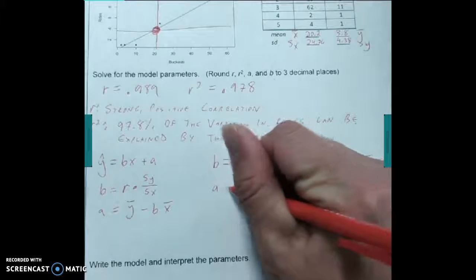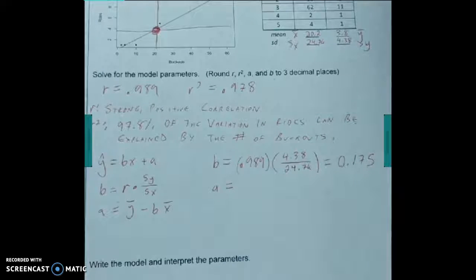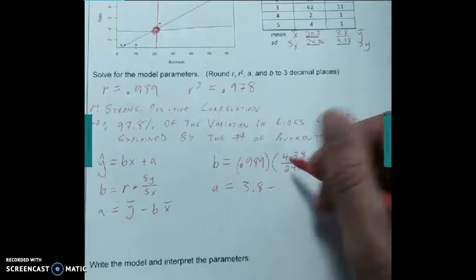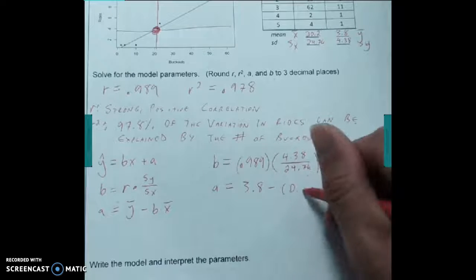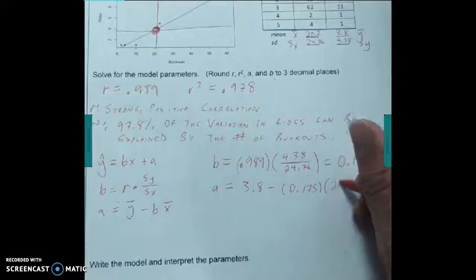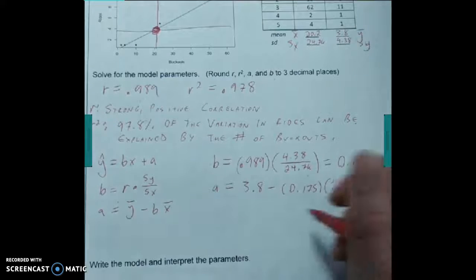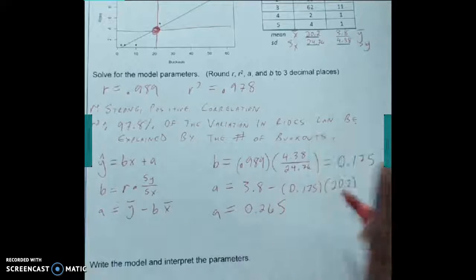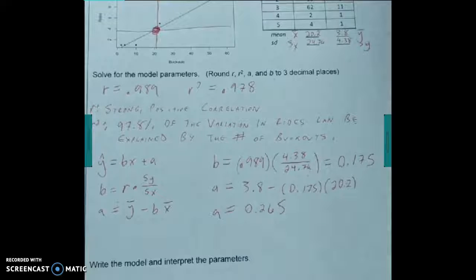Now I can calculate a, the y-intercept. And a is y bar, which is 3.8, minus b, which is 0.175, times x bar, the mean of x. And when you calculate all of that out, you end up with 0.265. So this equation, the y-intercept for it, is at 0.265.